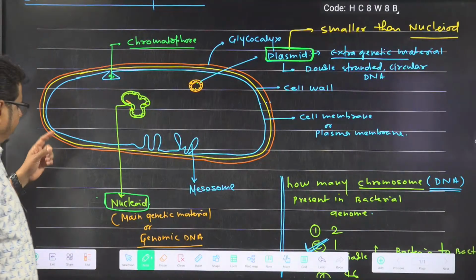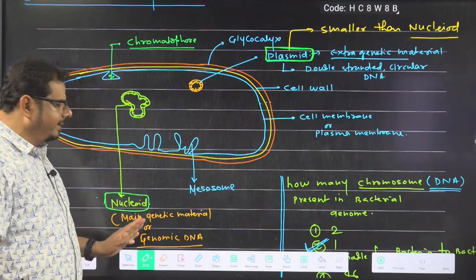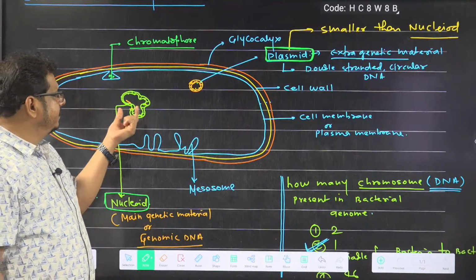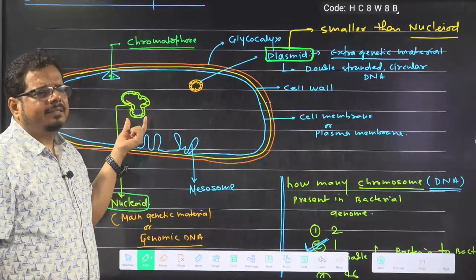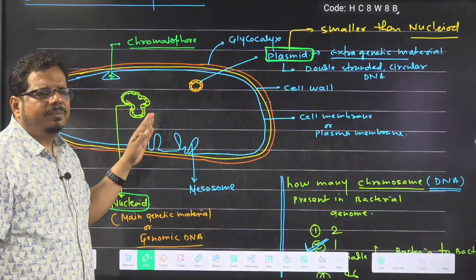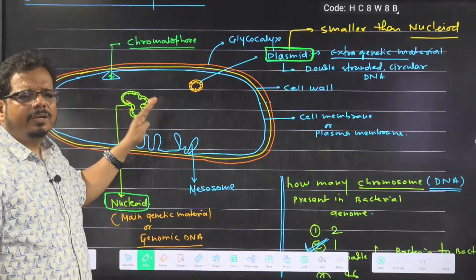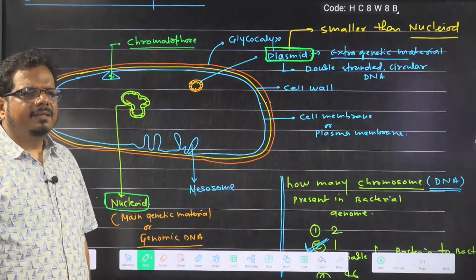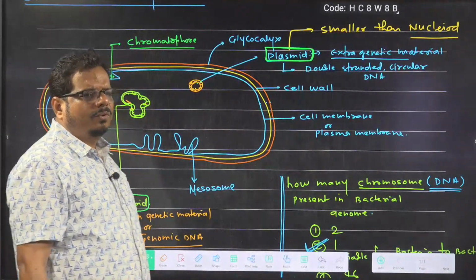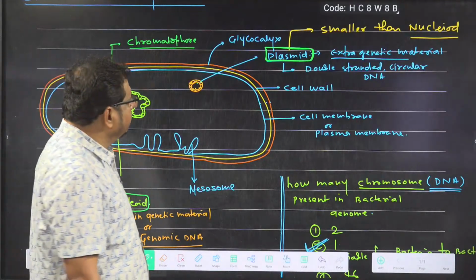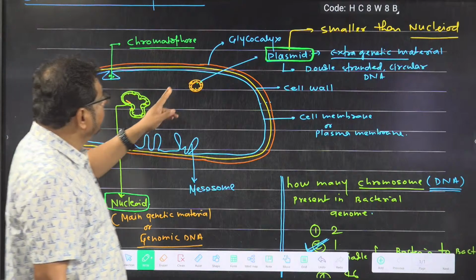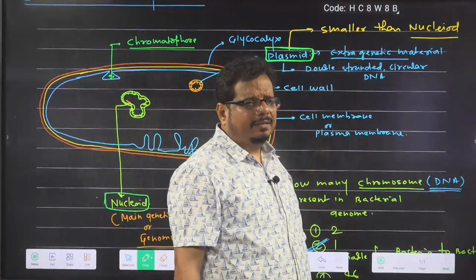So nucleoid is the main genetic material, also called genomic DNA. If this nucleoid is not there in the cell or it gets disturbed, survival of the prokaryotic cell will come to a halt. Got the idea? Is it clear? I will come to chromatophore, don't worry. One by one, I am coming to everything. I will come to mesosome as well. And the plasmid is extra genetic material.